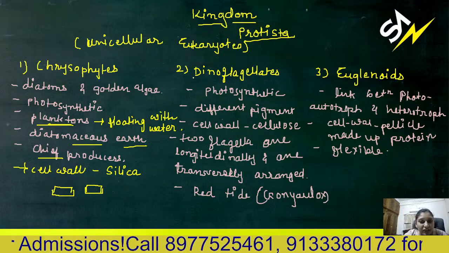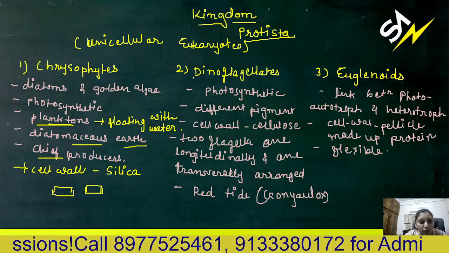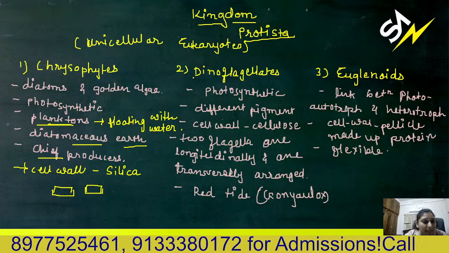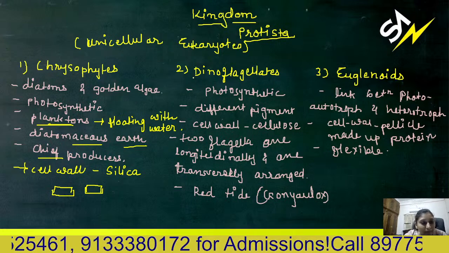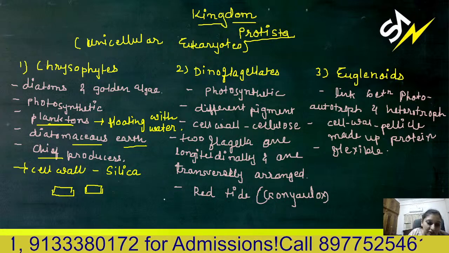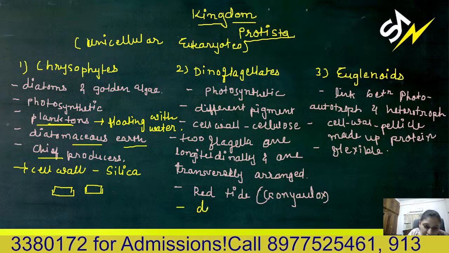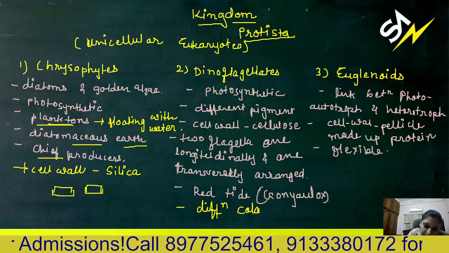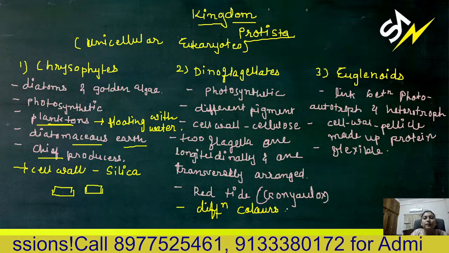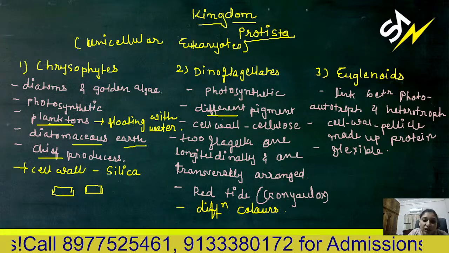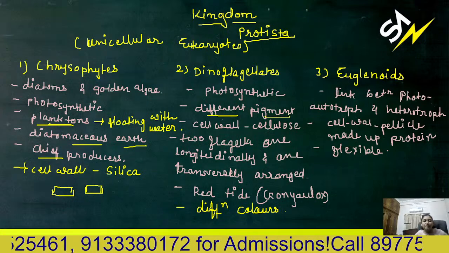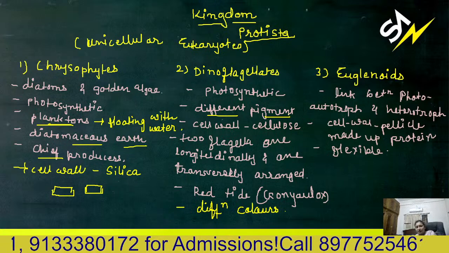Dinoflagellates have two flagella, one longitudinal and one transversely arranged. They are also photosynthetic, but they are found in different colors because they have different pigments. Based on their pigment composition, they are present in different colors.